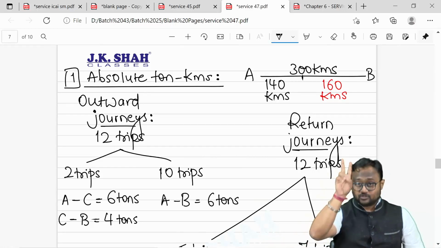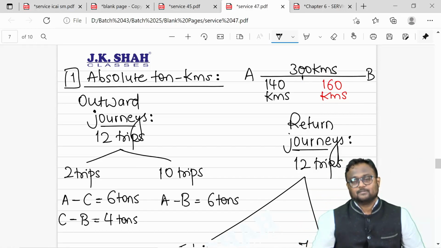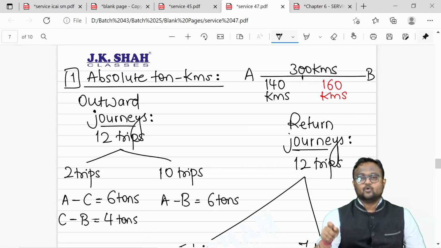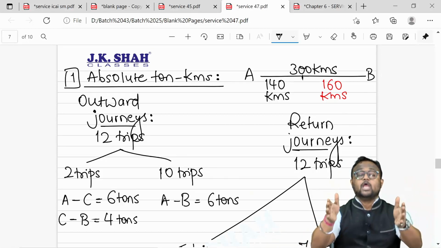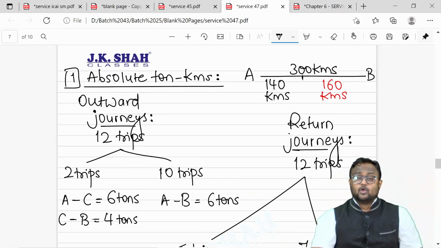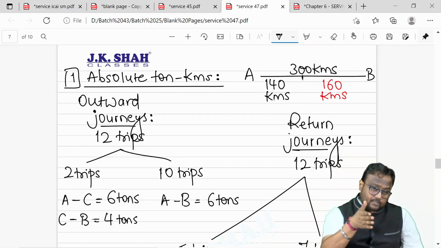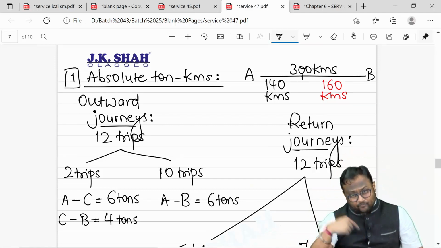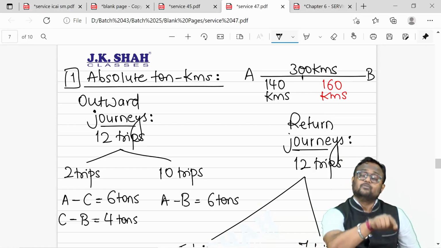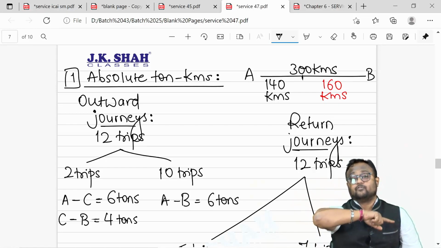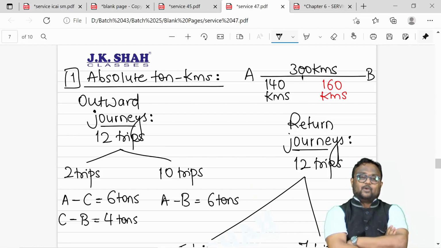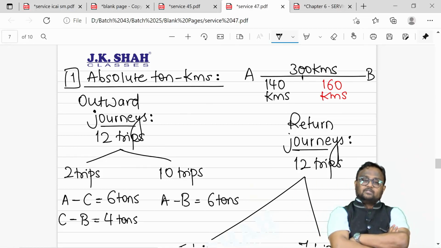Out of 12 trips, twice it has happened that from A to C, you carried 6 tons. You started with 6 tons at A. At C, you unloaded 2 tons, and you were left with 4 tons inside the truck. So from C to B, you must have traveled with 4 tons. So A to C, 6 tons. C to B, 4 tons. 140 kilometers with 6 tons, 160 kilometers with 4 tons.